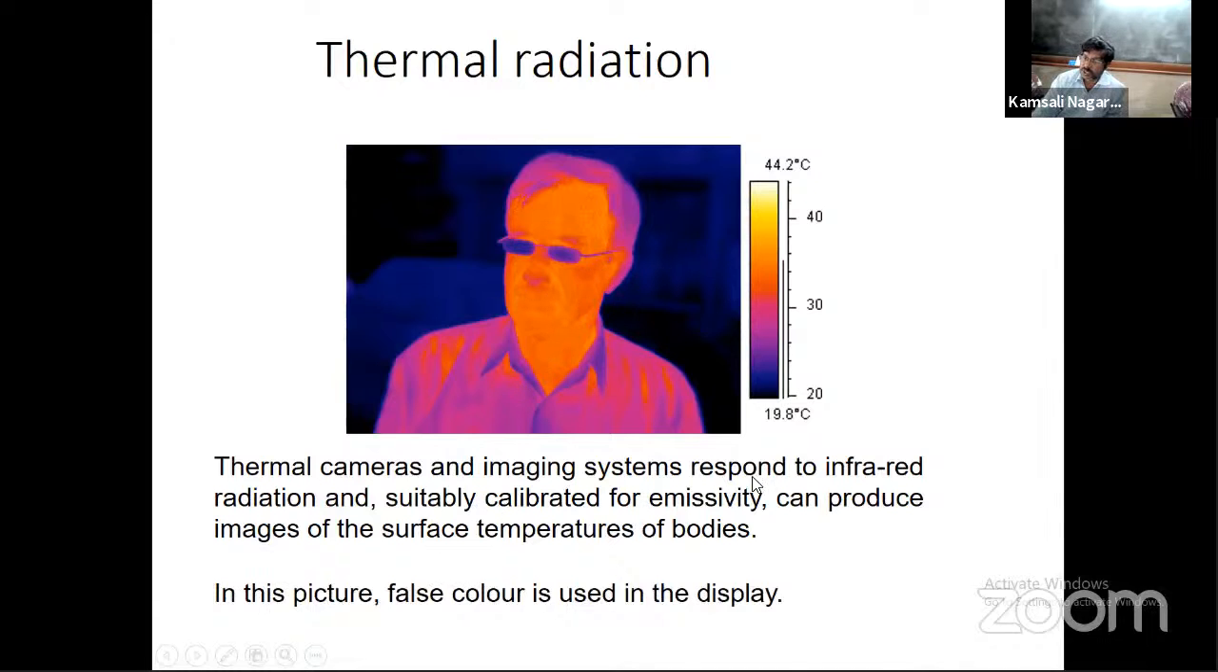Thermal cameras and imaging systems respond to infrared radiation and are suitably calibrated for emissivity to a great extent. They can produce images of the surface temperature of all bodies, but they will never capture what is inside. In this picture, false color is used in the display. False color in the sense that it is not the actual red, black and green of that kind. That is why it is called false color.